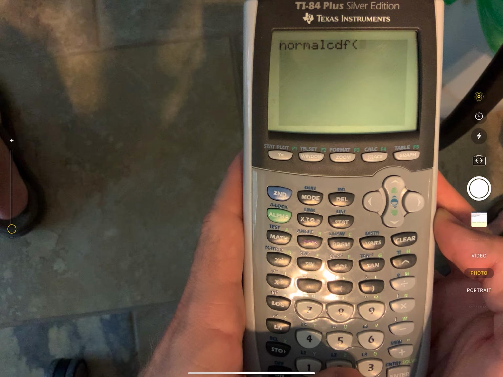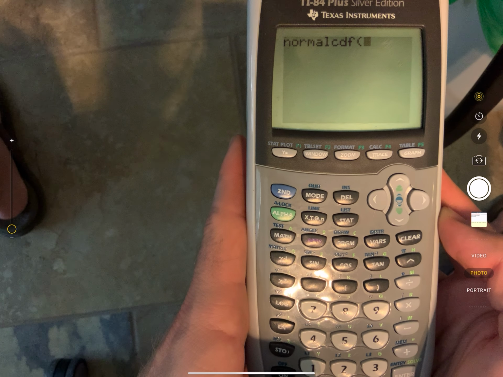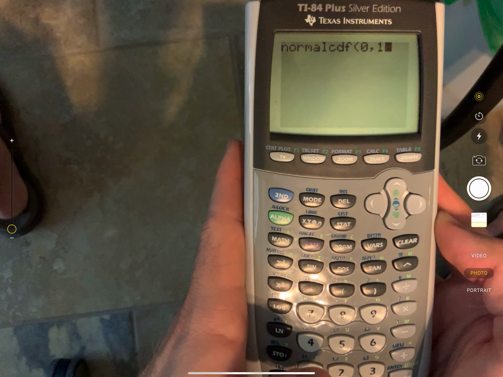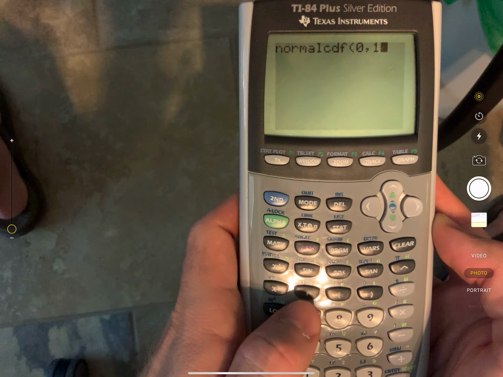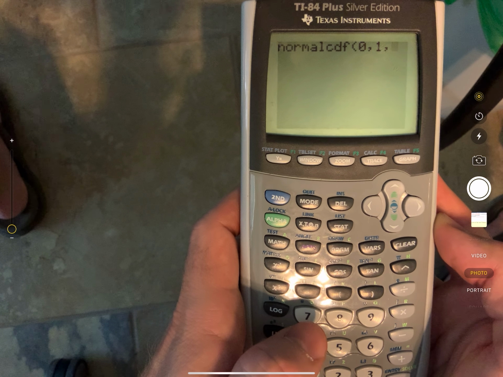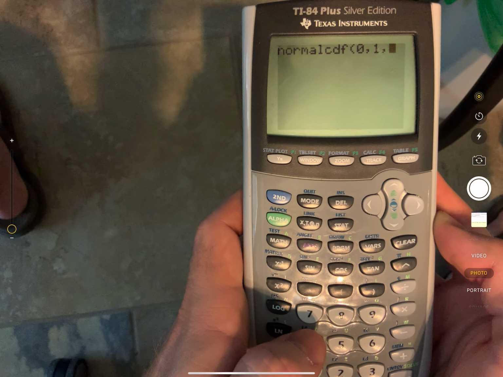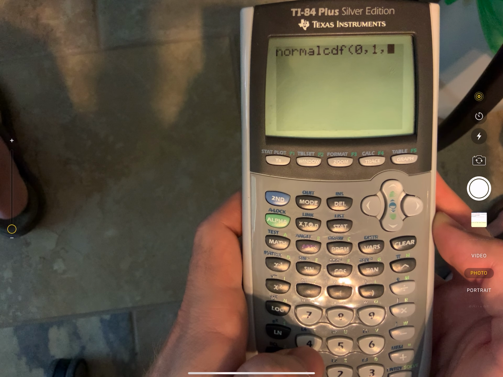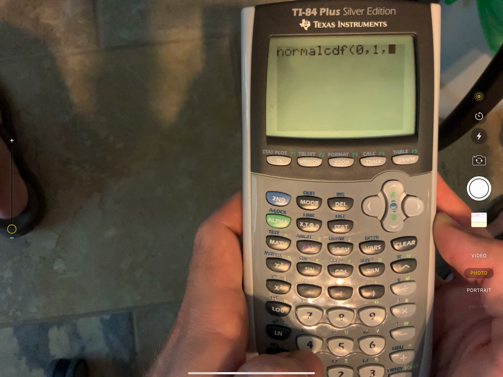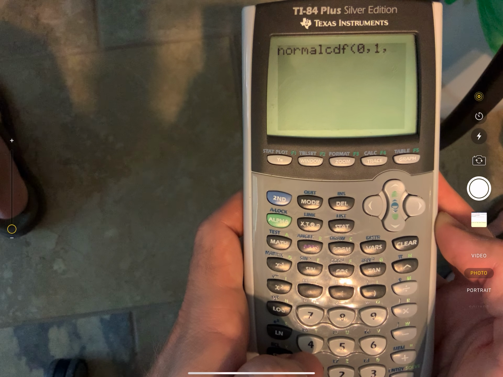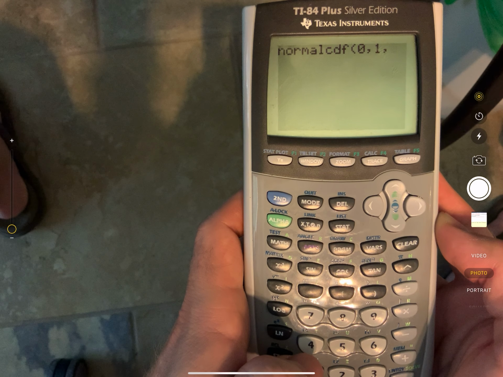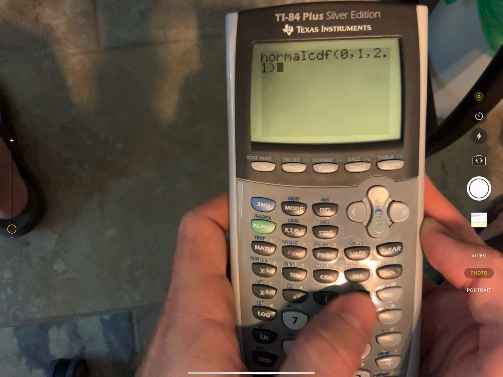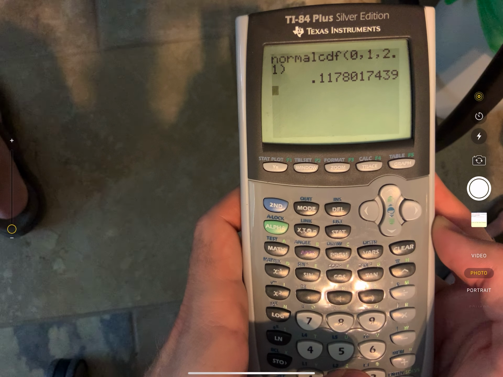Now, I think, and I could be wrong, that the first thing is for the mean. Then I put a comma, 1 for the standard deviation, so I'll have a standard normal. And then I'm going to put my x value. Okay, so my x value here, let's do one that we just did. Let's do the 2.1, and we'll see how that worked.